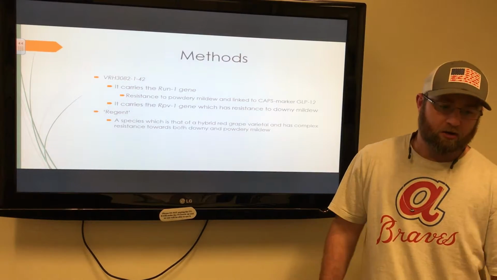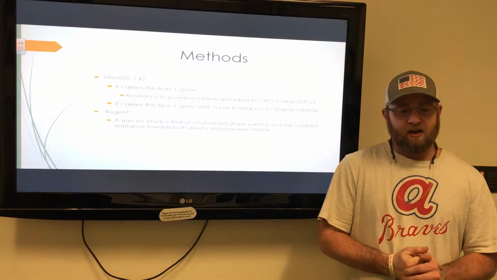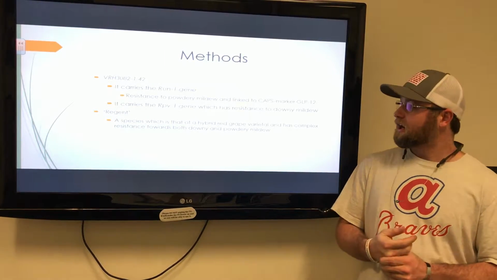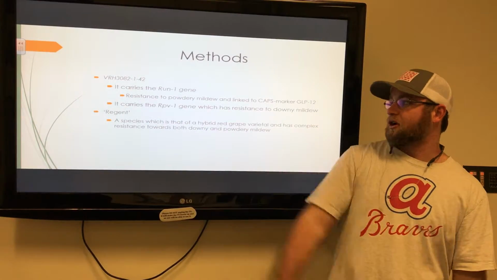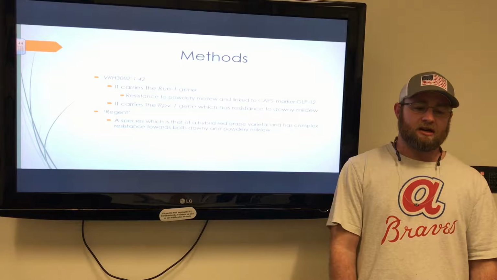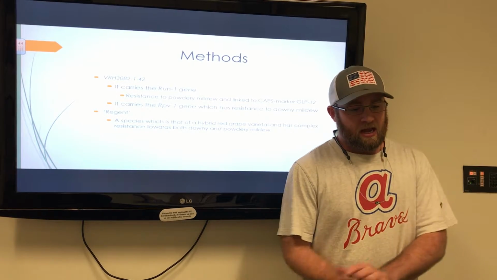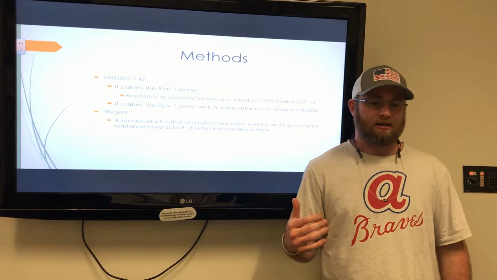Okay. So a little bit into the VRH and the Regent. The VRH carries two highly resistant genes towards downy and powdery mildew. You have the RUN1 gene, which is resistant to powdery mildew, and it's linked to the CAPS marker GLP12. And then you have your RPV1 gene, which is related to the resistance of downy mildew.